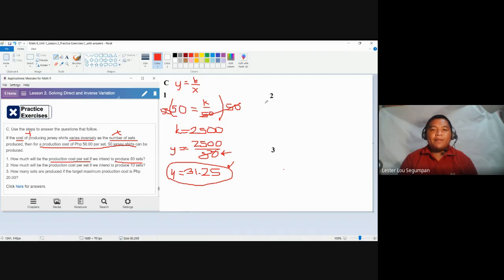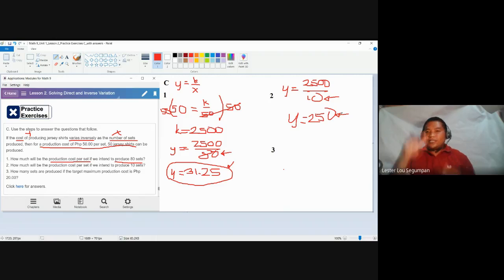So for number two, applying the same value of k, how much will be the production cost per set if we intend to produce 10 sets? What if we only have 10 sets? So let's try. Y is equal to k, which is 2,500, divided by 10. So y is 250. As you have noticed, the lesser the number of jersey shirts you ask to be produced, the higher the production cost. That's the relationship between inverse variables, the inverse variation.